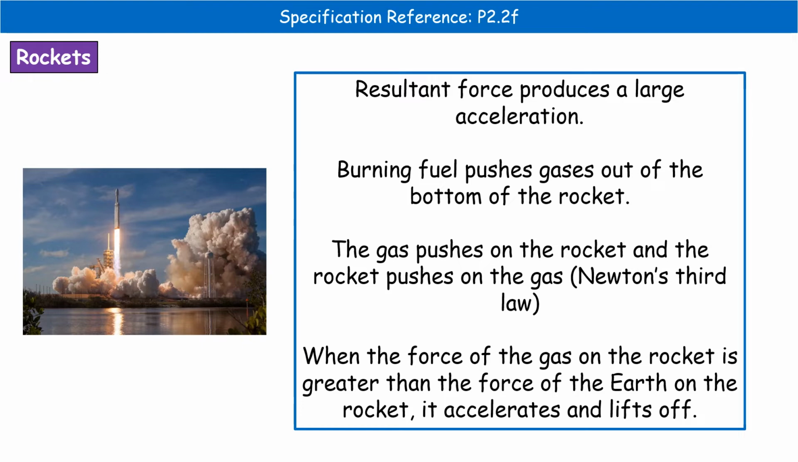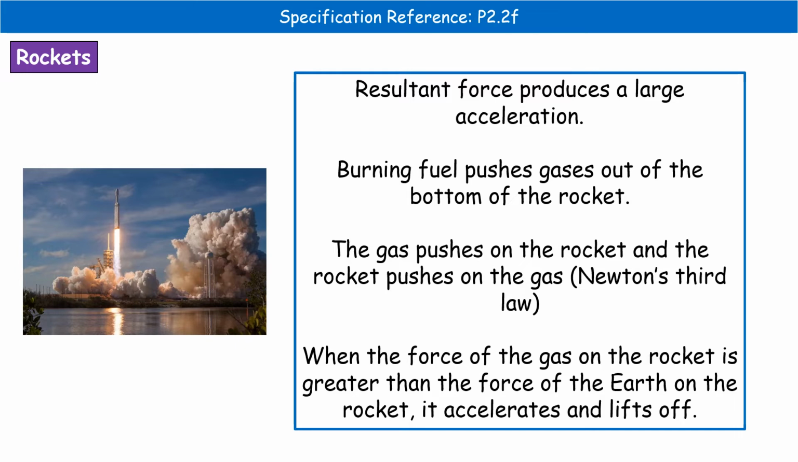Next up is looking at rockets. So we're looking at some everyday examples of where these forces actually come into play. So if we're trying to launch a rocket to get something up into space, then we've got to overcome the force of gravity that holds things obviously here on the ground.